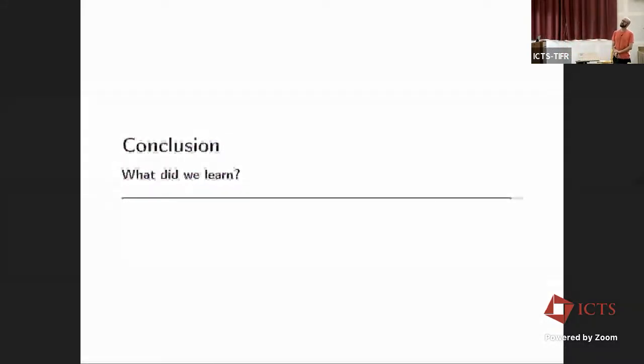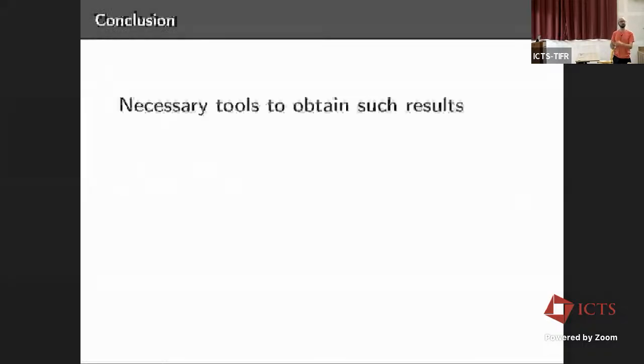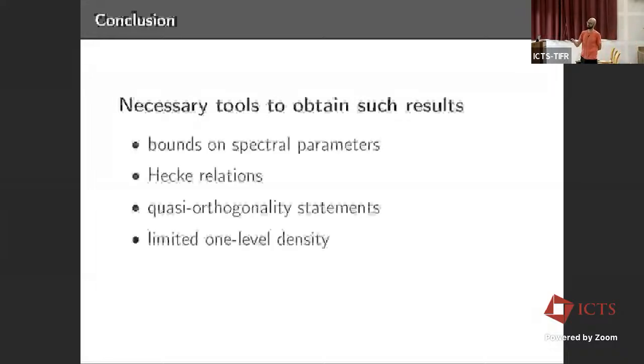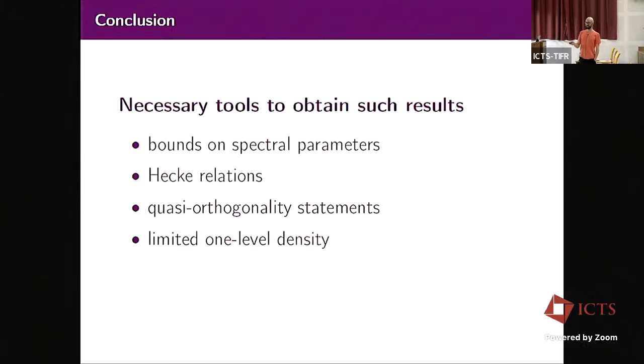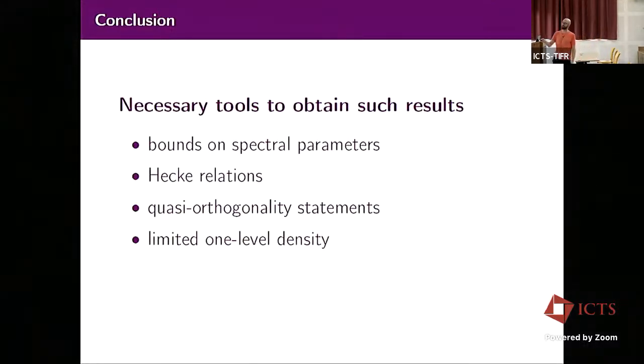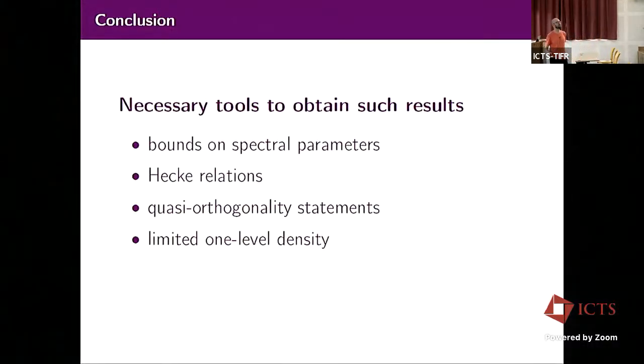So what did we learn? That's what we understood doing all that. We started trying to understand the Sound and Radziwiłł paper to understand where the low-lying zeros entered into account. Then we noticed that everything had to be reproven because it was a bit twisted, but the tools were pretty accessible. So basically, we need bounds on spectral parameters and Hecke relations, which we know in many cases. We know quasi-orthogonality statements, trace formulas, and being able to use them. And we need a limited one-level density statement, which basically follows from the first three.